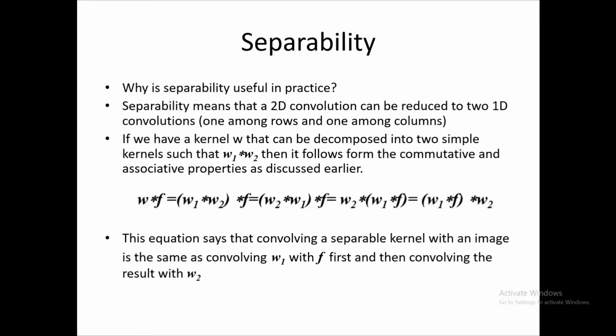And if we have a kernel W that can be decomposed into two simple kernels such as W1 and W2, then it follows the commutative and associative properties as discussed earlier, as shown in this expression. This equation says that convolving a separable kernel filter with the image is the same as convolving W1 with F first and then convolving the result with W2. We can express it like this.